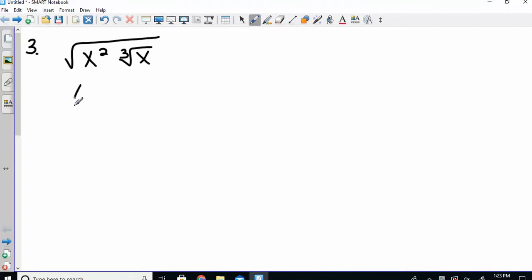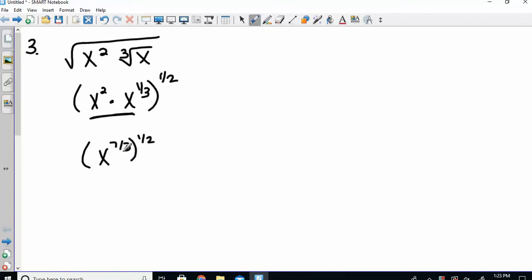So a square root is like what kind of power? 1/2. So inside here we have an x squared times a cube root of x, which would be x to the 1/3. When you multiply these x's, what do you do with their exponents? Add them. So 2 plus 1/3 would be 7/3. And then if it's a power to a power, so it's x to the 7/6.